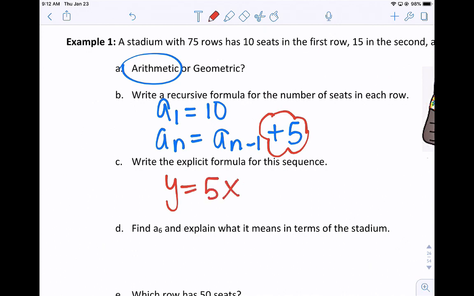Our y-intercept would be like the a to the 0 term. You have to go backwards. So instead of adding 5, we'll subtract 5. So if there was a row 0, it would have 5 seats in it.